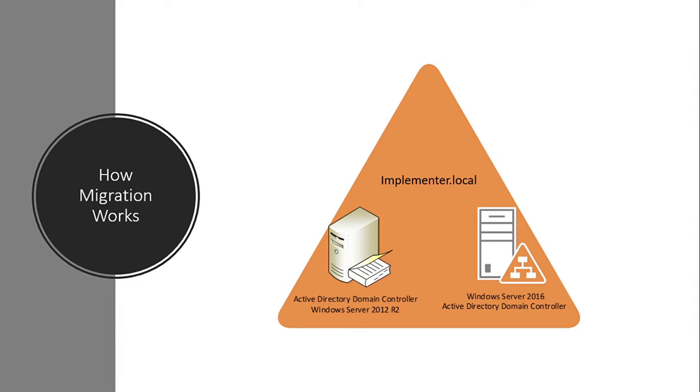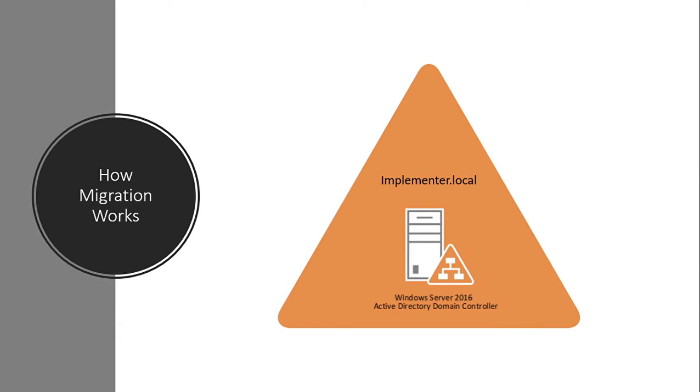Then we will synchronize both domain controllers. Then we will transfer the FSMO roles from the Windows Server 2012 R2 going to the Windows Server 2016. After that, we will demote or decommission the Windows Server 2012 R2. You have an option to raise the domain functional level or the forest functional level of your domain environment.